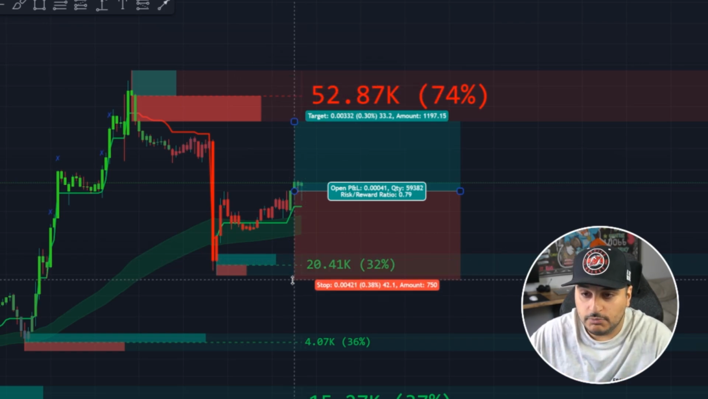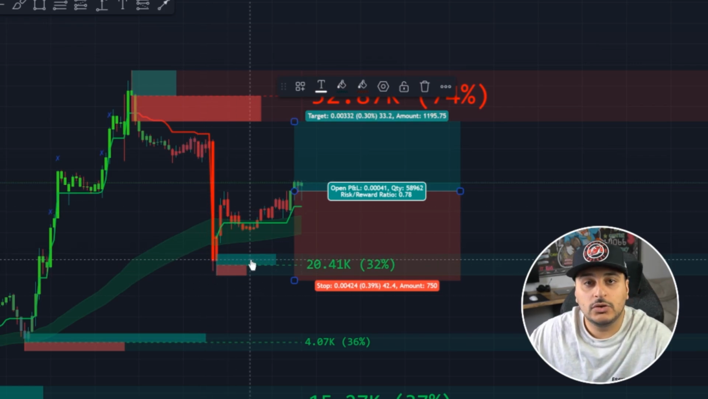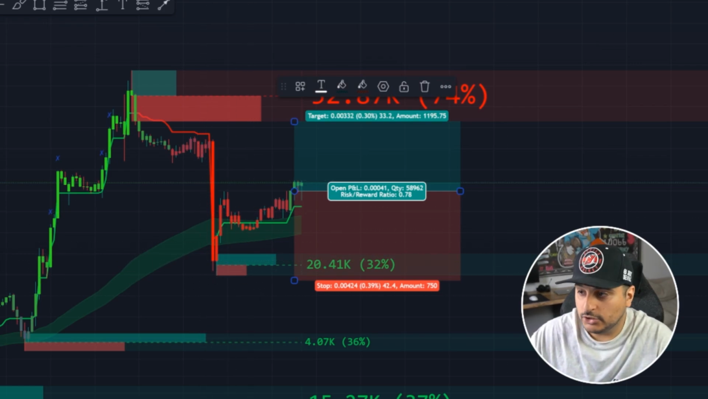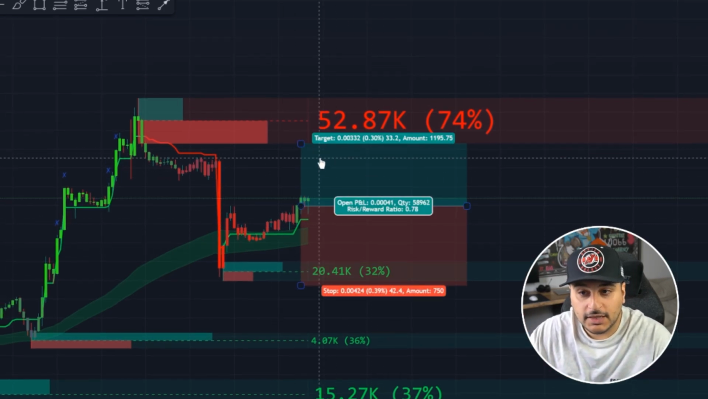So right now it would be right here, which is the last swing low and the order block. So this gives us a really good stop loss for us to use for our trades. And then for the take profit, we have two different things that we can choose.